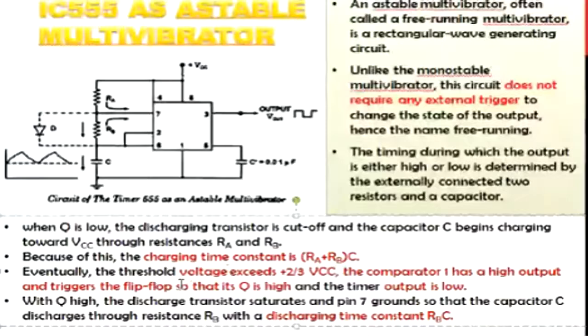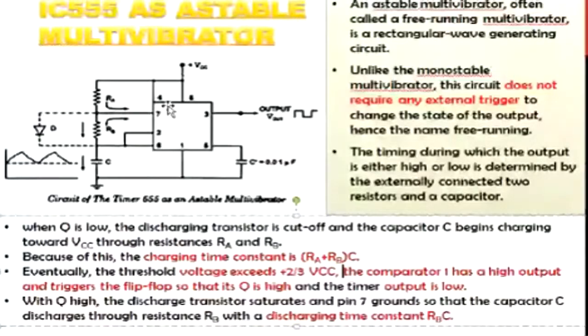Now the capacitor can again charge through resistors RA and RB towards VCC, and when it reaches 2 by 3 VCC again, the comparator 1 goes high. At that time it goes to the set condition so that it starts discharging. That means between 1 by 3 VCC and 2 by 3 VCC, the output is in the high state, and when it reaches 2 by 3 VCC, it starts discharging towards 1 by 3 VCC. At that time it is low. So without any trigger pulse, the output can go from low to high and from high to low. So that's why it is called an astable multivibrator.